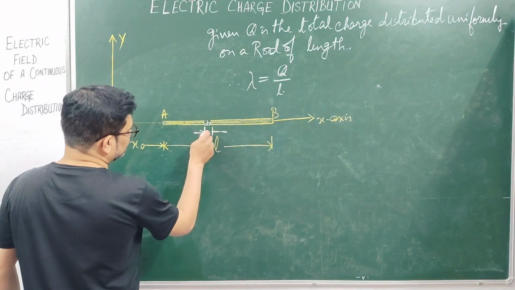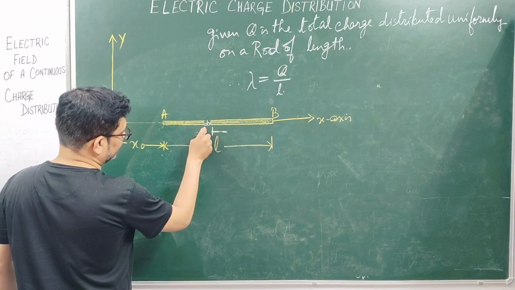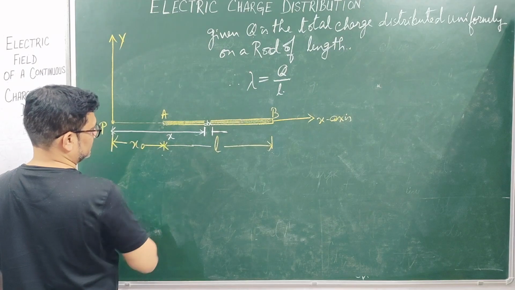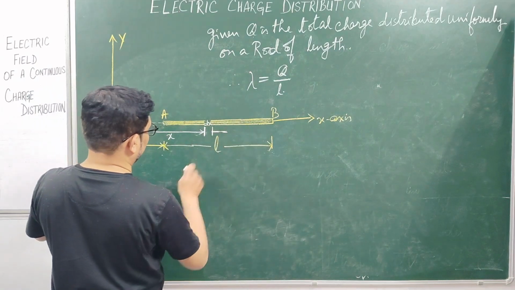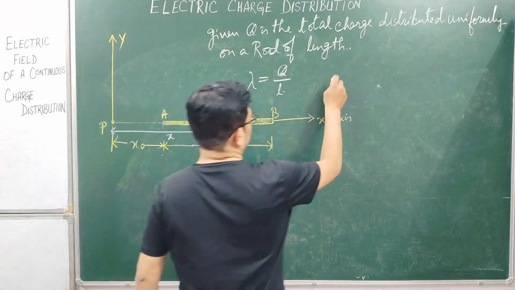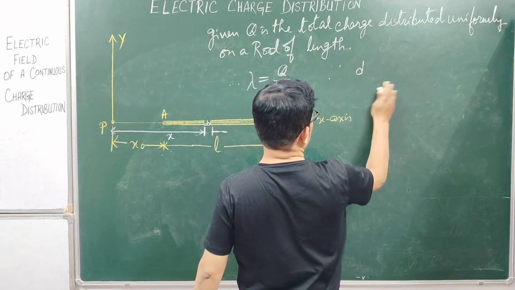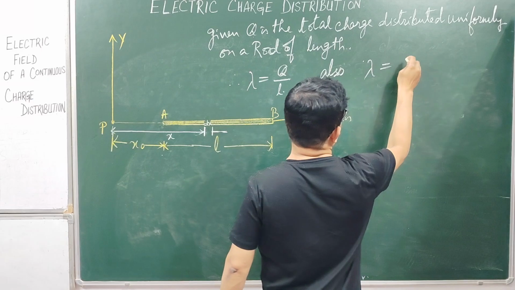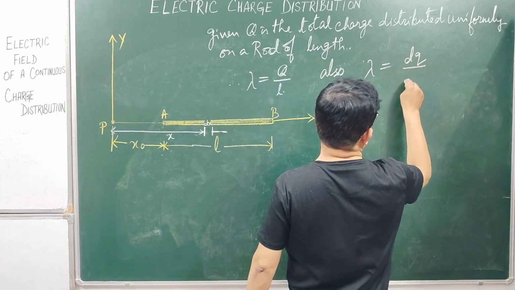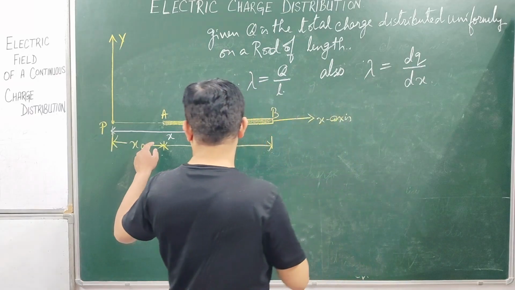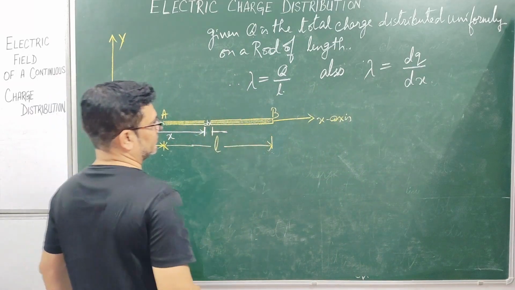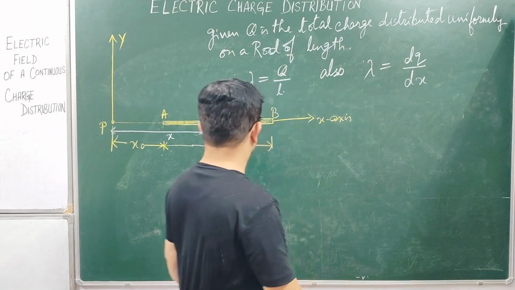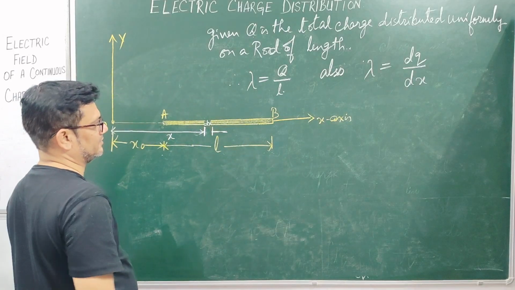Now suppose this elemental length dx that we have taken is at a distance x from here, and this is varying continuously. So we know this, therefore what should be dq? We also have a relation: lambda is equal to dq over dx, right? If you take this to be of this length, or suppose it is dl, whatever, you can take this value. Let's take a dx upon the x-axis, and then we'll put the limit here.